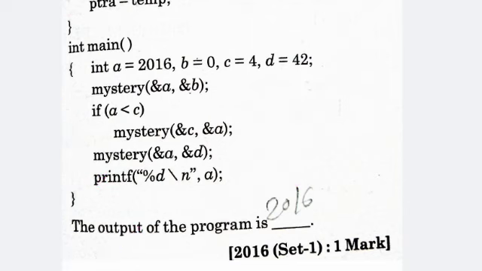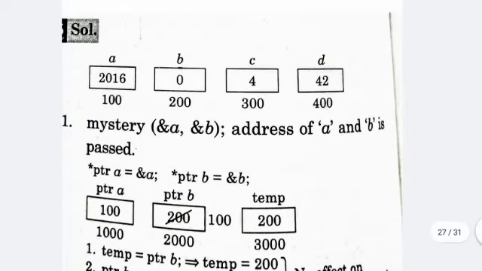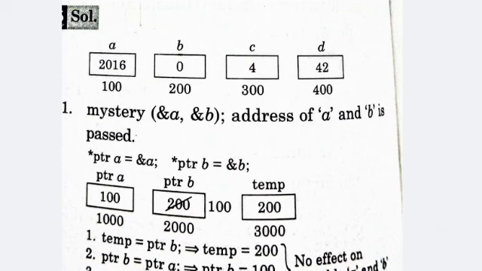So now come to the solution of this question. Here a, b, c, d are given like this. Now we assign the addresses: a is equal to 100, b equal to 200, c equal to 300 and d equal to 400.